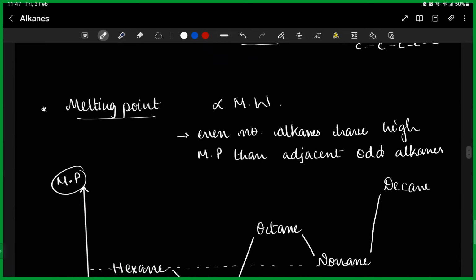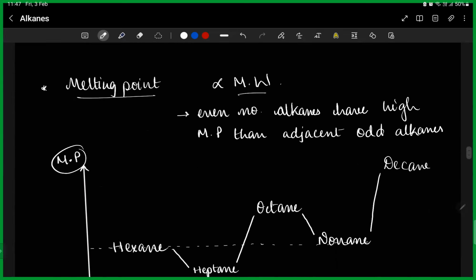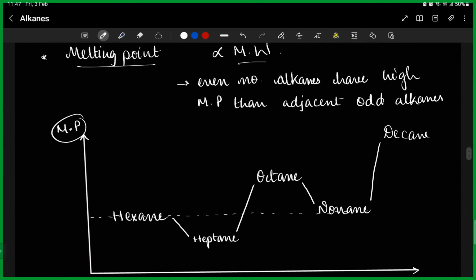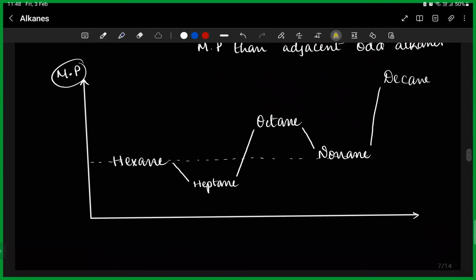When there are more branches, the packing between atoms will be better. So when we talk about melting point, it is also directly proportional to molecular weight. We don't talk about branches in melting point, but there is one exception: even number alkanes will have a higher melting point than adjacent odd alkanes. That is, we draw a graph like this. So we have hexane, which is even. Heptane has an odd number of carbons, so it will have a lower melting point.